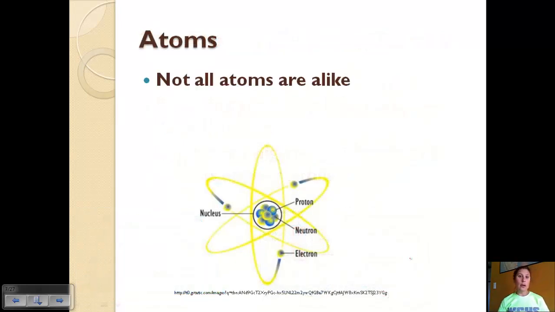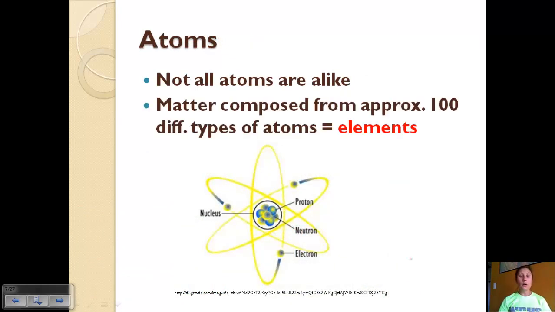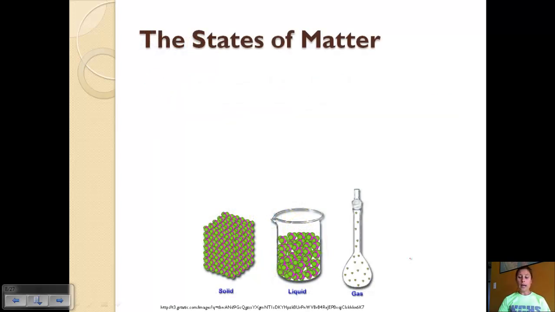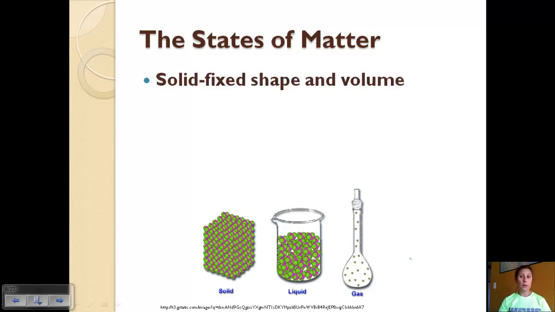Okay, let's talk a little bit more about atoms. We know that not all atoms are alike. Matter is composed from approximately 100 different types of atoms, and we call each of these different types of atoms elements, and this is what we find on the periodic table. Okay, so here's a picture. We've got our standard protons and neutrons in the nucleus and the electrons on the outside of the atom. So atoms compose matter, and there are 3 states of matter that we're going to talk about mainly.